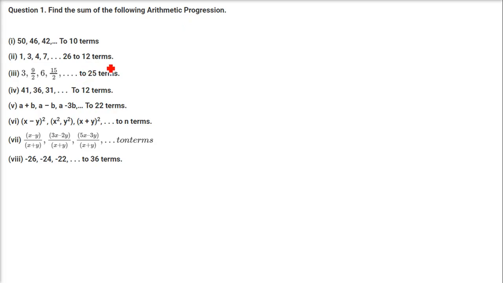Already taken in the previous discussion. So I'll just tell you that this Sn will be n by 2, 2a plus n minus 1 into d. So here n is the number of terms, a is the first term of the arithmetic progression, and d is the common difference.